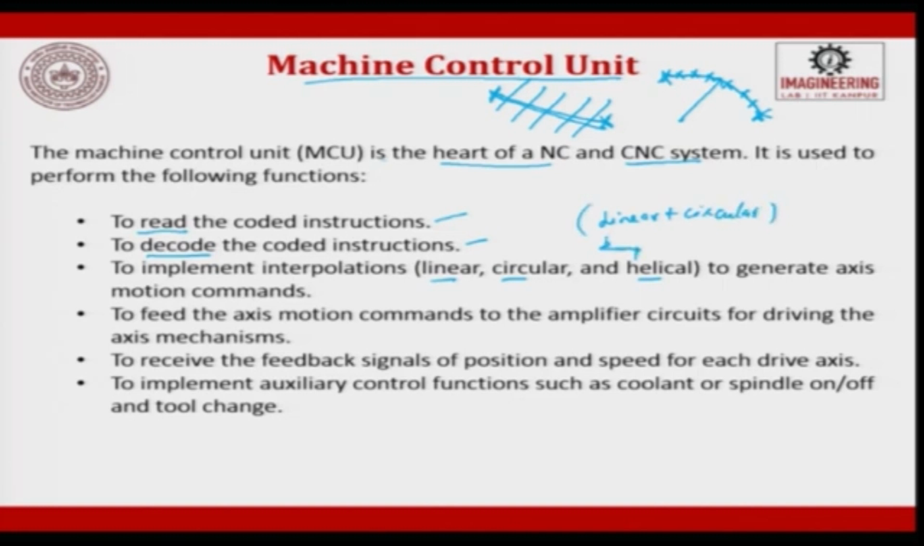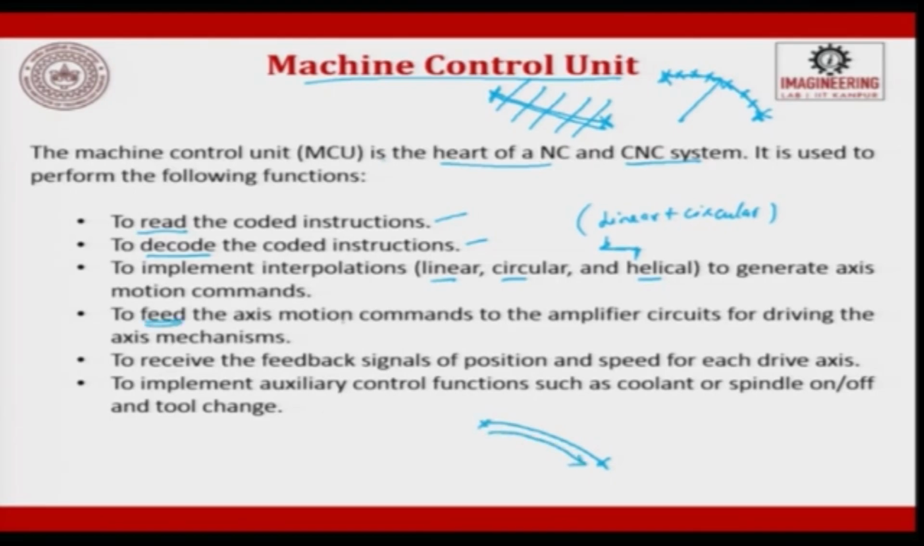So, this is helical interpolation. To implement the interpolation, linear, circular, helical, to generate axis motion commands is the other function which is done by an MCU. Then to feed the axis, first to tell the tool from here to here how it has to move. Then you have told the starting point, ending point. Now, the next step, at what speed it has to move. So, that comes the feed.